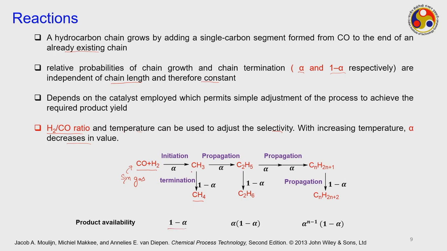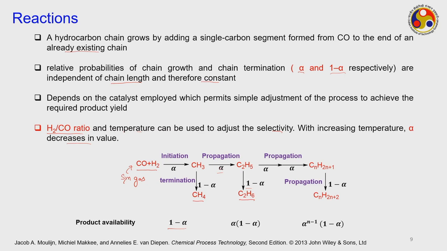Now, let us move forward. Let us suppose this is not terminated, it is propagated. Propagated means another alpha factor will come here. So, it forms an ethyl group, and if this now terminates, it will be with a probability of 1 minus alpha. So, it forms ethane.